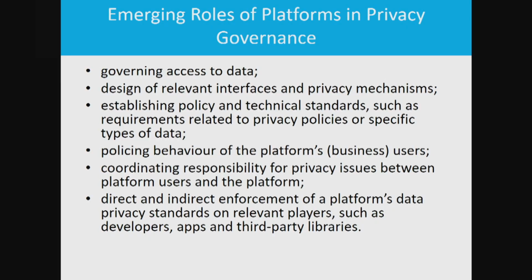It's like, this is your responsibility, this is my responsibility, and really dividing up responsibilities so that privacy and data protection is effectuated in larger ecosystems. And then finally, direct and indirect enforcement of a platform's data privacy standards on relevant players, such as developers, apps, and third-party libraries. So you really see, through a whole range of particular governance functions, platforms emerging as very powerful shapers of privacy, the enjoyment of privacy or not, in relevant ecosystems.